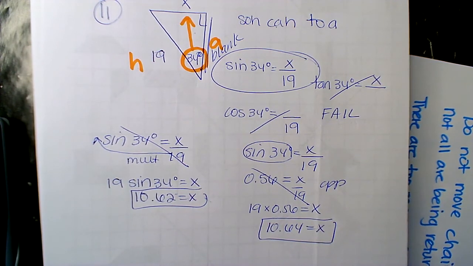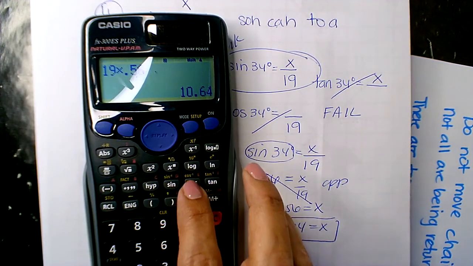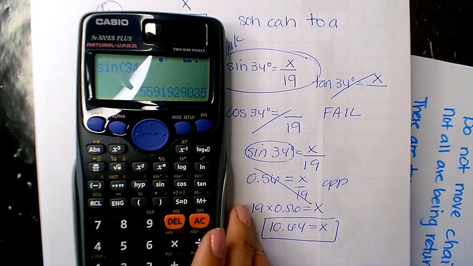Can you have a question? Yeah. So, why did you multiply that 0.56 again? Like, how'd you get that? Oh, get at the calculator. So the sine of 34? Yeah. Sine 34.